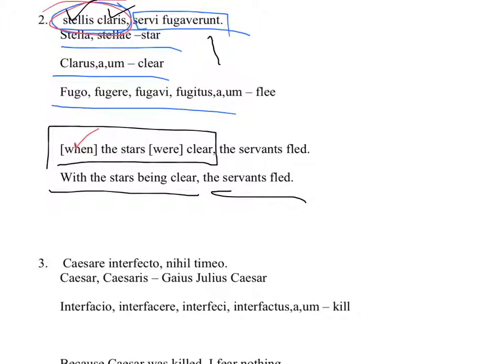The main clause just says the servants fled. The ablative absolute says something like because the stars were clear, or although the stars were clear, or since the stars were clear, or because the stars were clear. Any of those options work. It's all up to your ear to determine what sounds the best. It's up to you to determine how to translate these sentences. You can be as free and as creative as you like within reason, because I've given you certain parameters like the words when, since, although, and because, or possibly with.